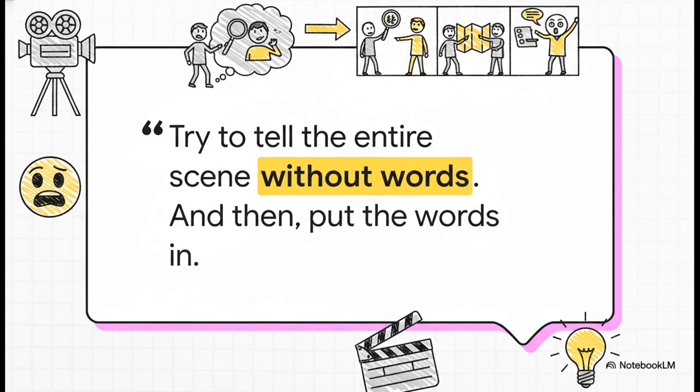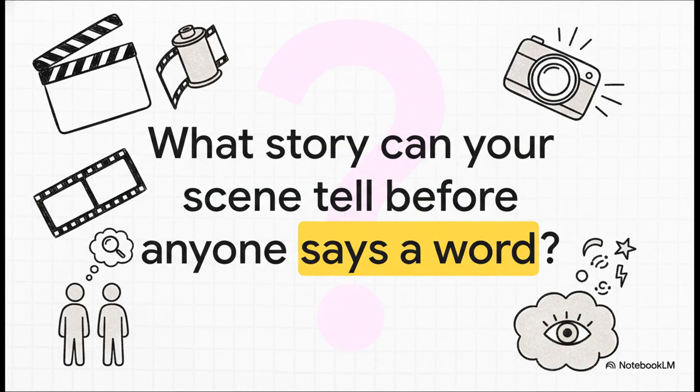Look, if you take only one thing away from all of this, please make it this right here. Before you write a single line of dialogue, try to choreograph the entire scene silently. Tell the whole story with just actions, objects, and expressions. Then, and only then, go back and put the words in. And that's the challenge that I'm going to leave you with. The next time you sit down to write, before you type a single word of dialogue, ask yourself this: what story can my scene tell before anyone ever says a word?